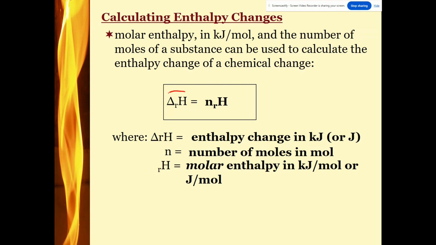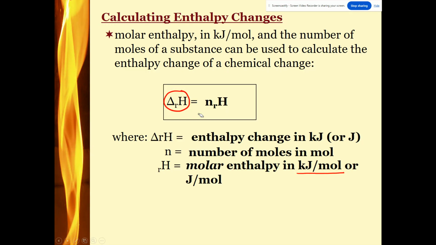So the delta H again is the overall energy of a reaction. And it's usually measured in kilojoules. Whereas the H by itself, and it still has that little R that goes with it, again just meaning for this reaction, is the molar enthalpy, okay? So molar enthalpy is measured in kilojoules per mole, most commonly. Now, if you're trying to solve for delta H, you have to be given H, as well as the number of moles. n is the number of moles.